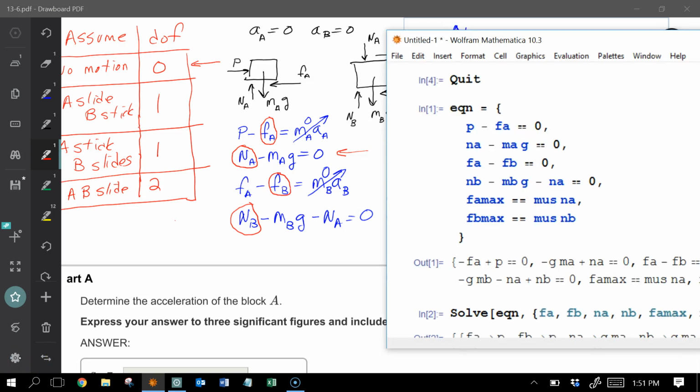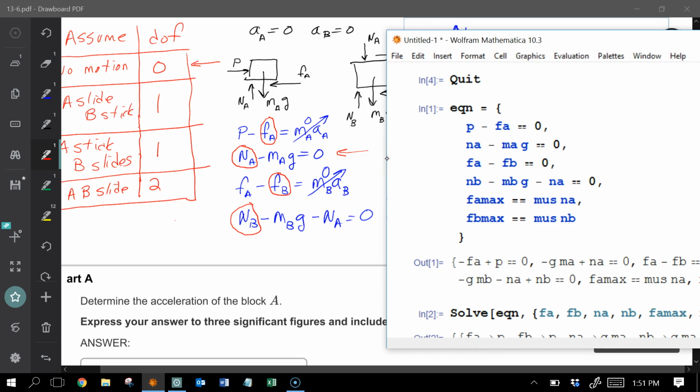Okay, what I've done here is pulled up Mathematica, and I've typed in the equations. You can see them over here in the equations. EQN is my equations. The curly brace means that this is a set of equations. Remember that when you write an equation, this is 2 equal signs that you type to indicate that it's an equation. So anyway, these are the equations, and you can see that they match up over here.